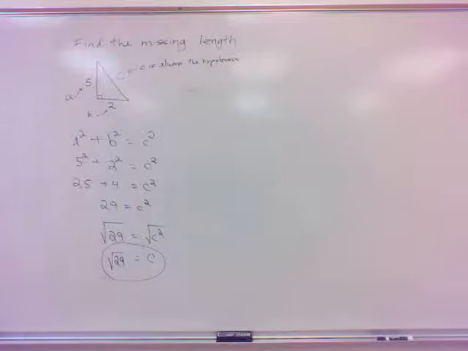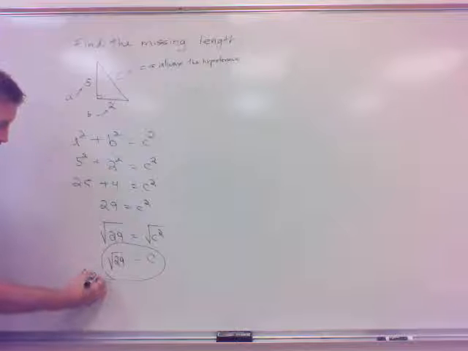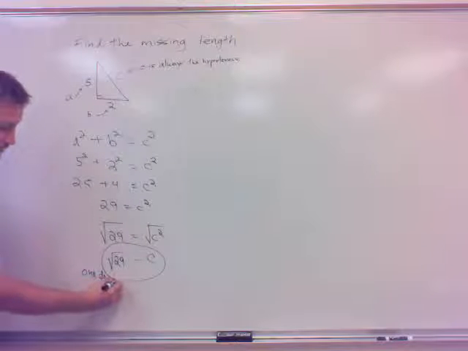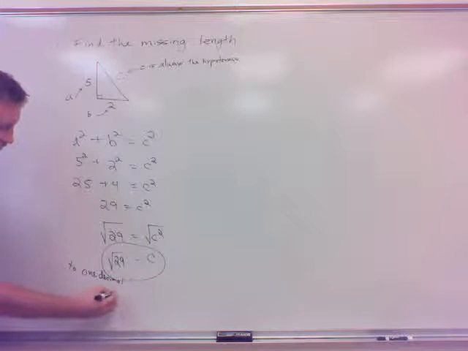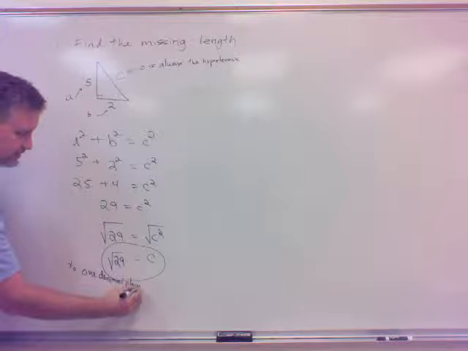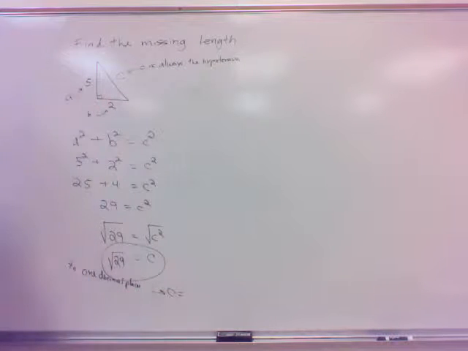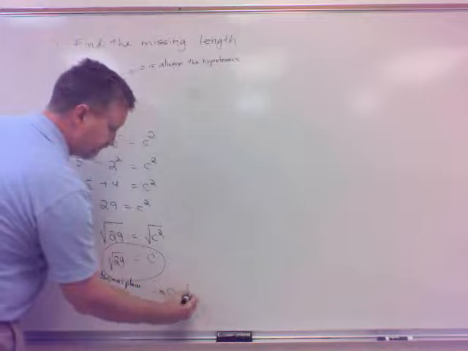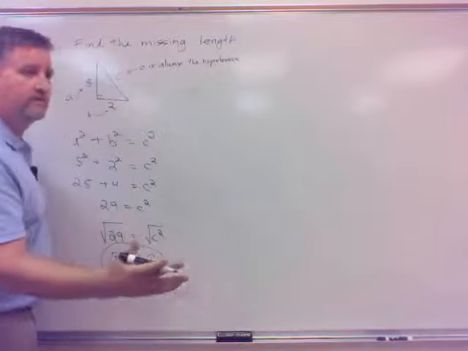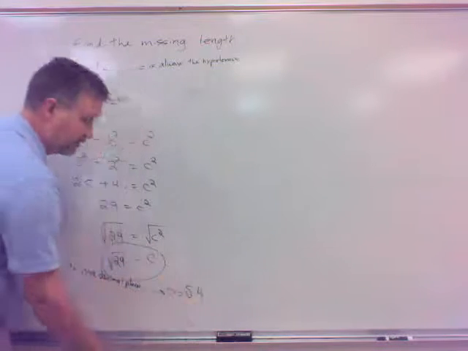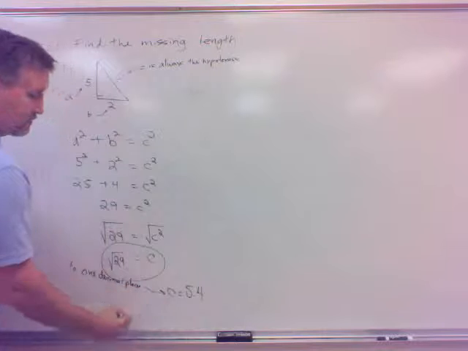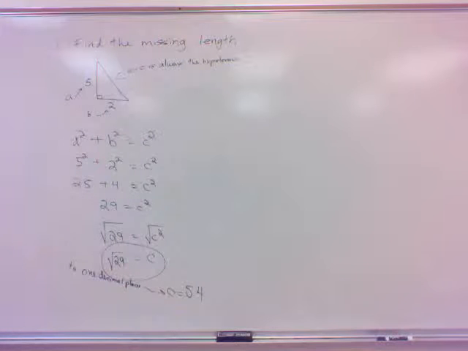And they may ask you to round it to 1 decimal place, or 2 decimal places, or whatever. So to 1 decimal place, what would I have there? C would be a little over 5.39, so it'd be 5.4 to 1 decimal place, okay? They may or may not want you to round it, but in case they do, there you go. All right?